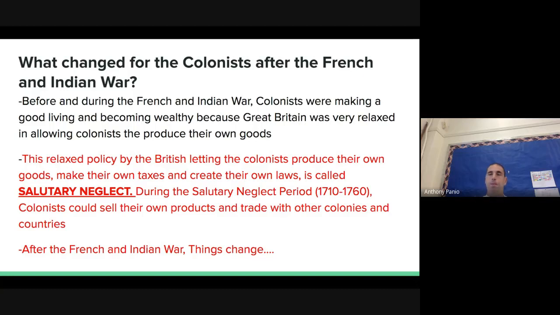But things do not stay perfect for the colonists for a very long period of time, because there's going to be a situation called the French and Indian War where things are going to change. And like Sydney said, you're only going to copy down what's in red.